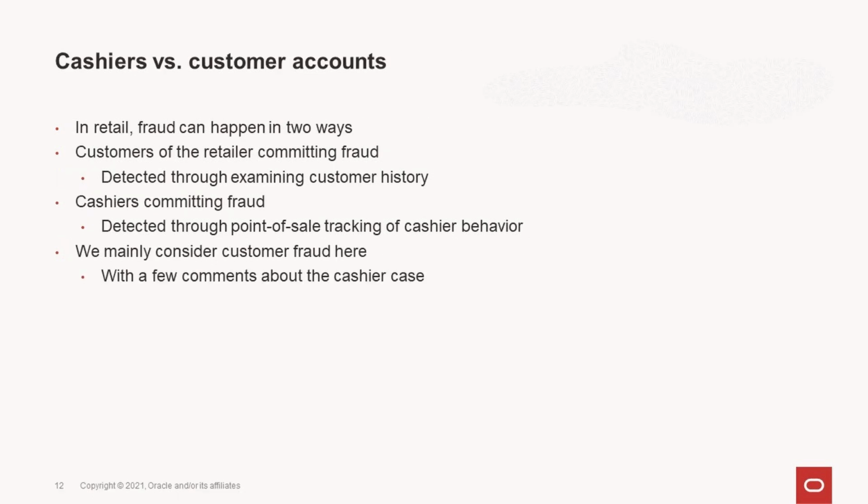There are actually 2 ways, when we're talking about retail, that fraud can happen. You can say that the customers of the retailer commit fraud. It can also be that the cashiers commit fraud. And then there's a third one where cashiers collude with customers. We lump that in with the customers. So in this presentation we're mainly going to consider customer fraud. I will make a few comments about the cashier case, but we don't have time to cover both of those in detail, so we'll just do the customers.